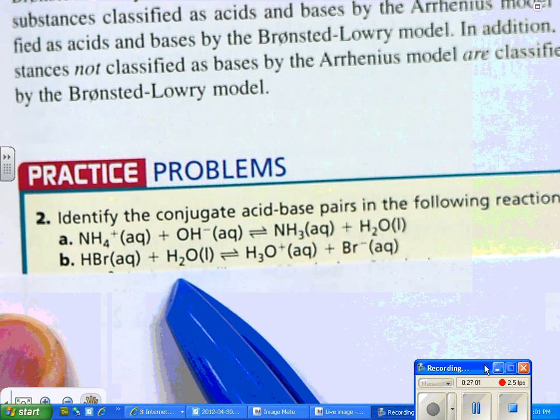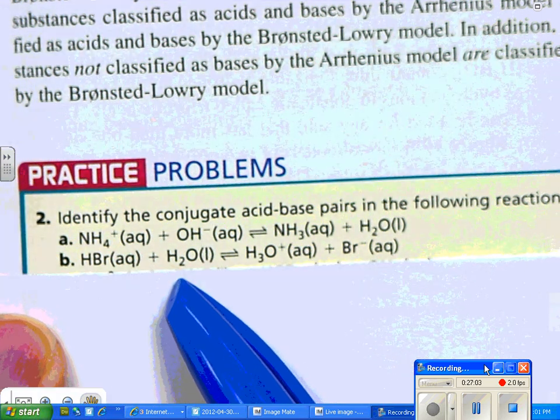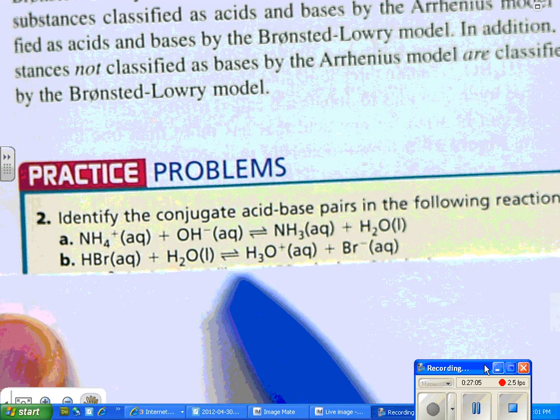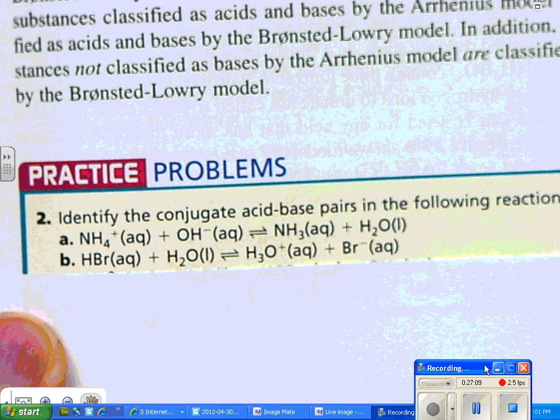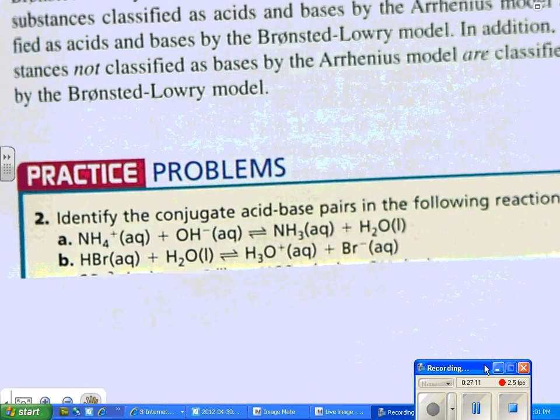Base because it gained one, because over here it's H3O instead of H2O. Are we feeling confident here? Yes. Good. Okay, we'll go ahead now.